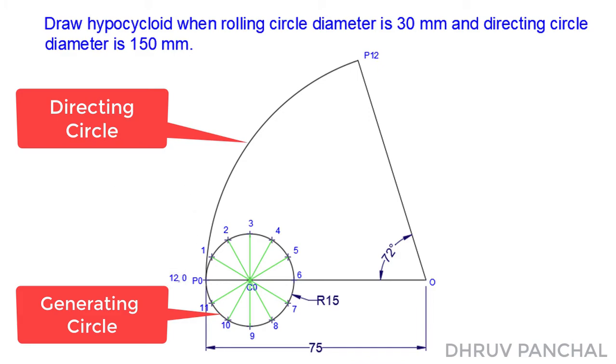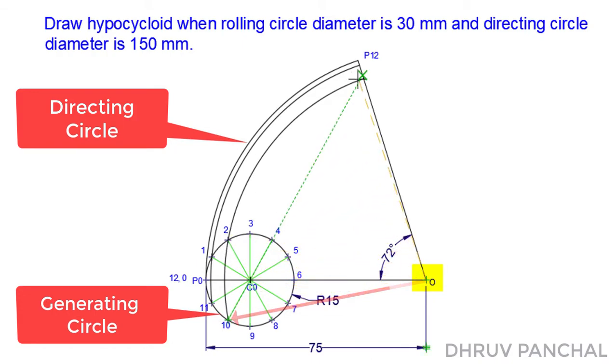Now, with the help of a compass, take point O as a center and draw an arc passing through points 1 and 11. Take point O as a center, draw an arc passing through points 2 and 10. Take point O as a center, draw an arc passing through points 3 and 9. Take point O as a center, draw an arc passing through point C0.